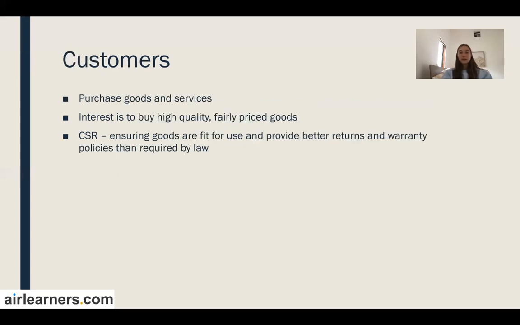The next one is customers. Customers purchase goods and services. A customer's main interest is to buy high quality products that are fairly priced. One way that the business can implement corporate social responsible practices in relation to their customers is to ensure that the goods are actually fit for use. They may need to do that by providing better warranty and returns policies than what's required by law. By law, it might say that after 14 days, you can't get a warranty, but the business might extend that for a month, or they might extend that for 6 weeks to give people more of an opportunity.